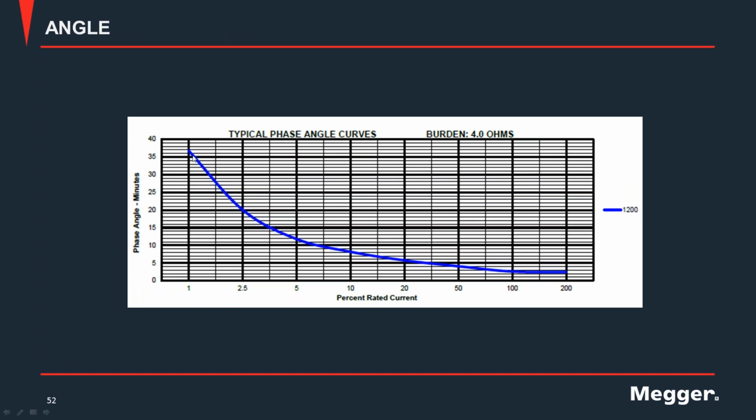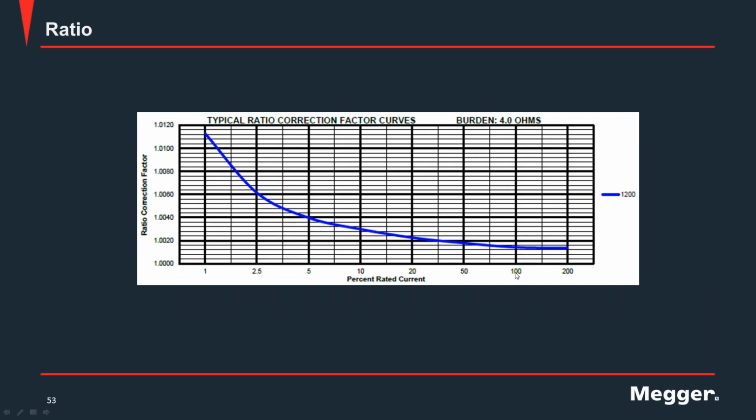And also this curve, which means as you go higher on the percent of the rated current, for example, you get 100% rated current, then you have a lower phase angle in minutes. So as you go higher on the primary rated current, you get a lower phase angle deviation. That is what it means. And the same is true for this ratio correction factor here.